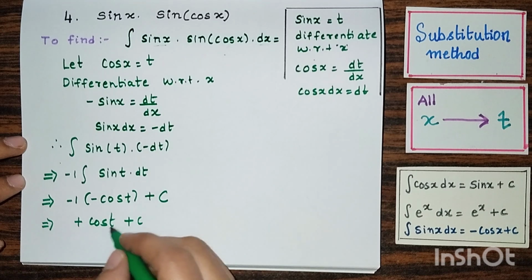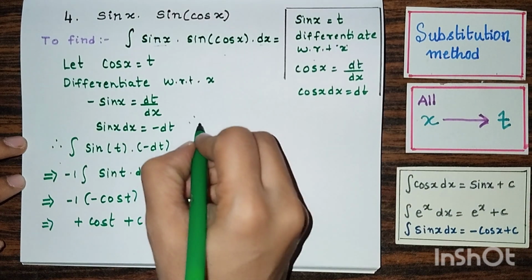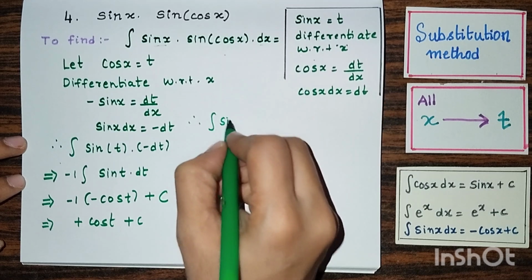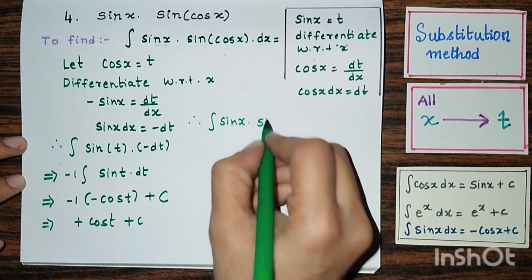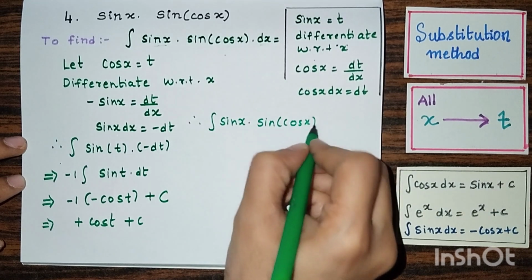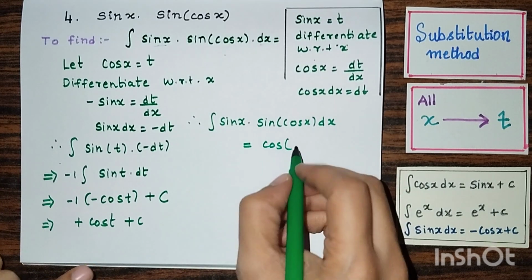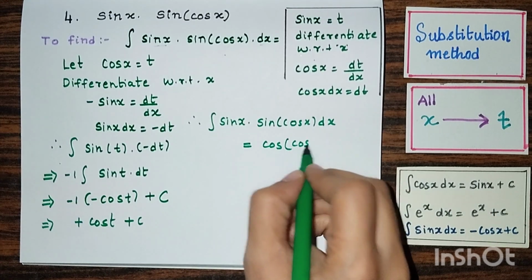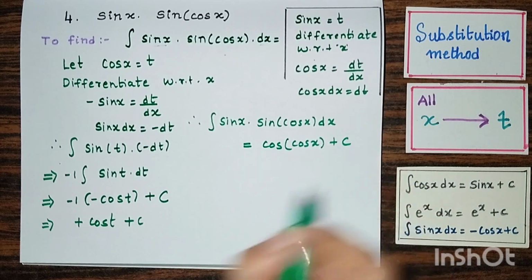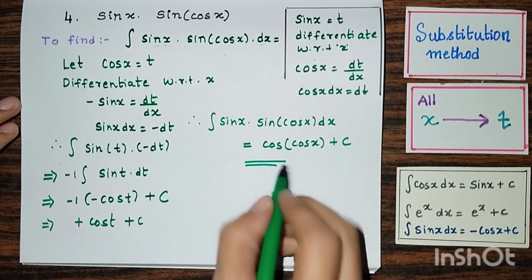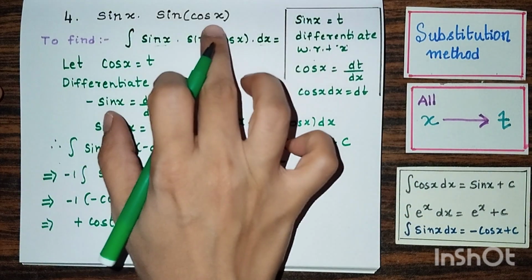But here we have to transform from t to x. So therefore, we write the final step: the integral of sin x into sine of cos x dx is equal to, in the place of t, we have to write cos x, plus the constant of integration. So this is the integral of the given function.